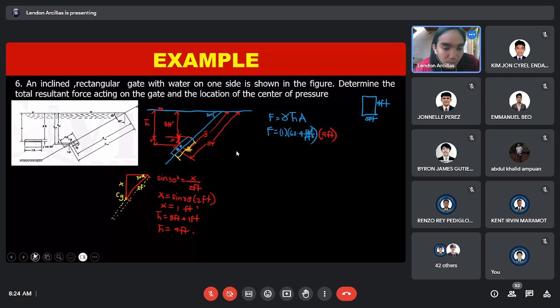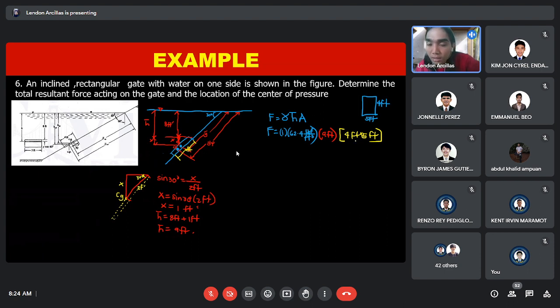Area ng rectangle, that is 4 feet times 5 feet. Again, this is the specific weight of the object submerged, where the object is submerged, times the H bar, which is the location of the CG to the surface. Since naka-incline siya, so magkakaiba yung value niya sa Y bar. This is the area of the rectangle, 4 times 5. F here is 11,232 pound force. Okay, so you can see magka-cancel yung mga feet dyan.